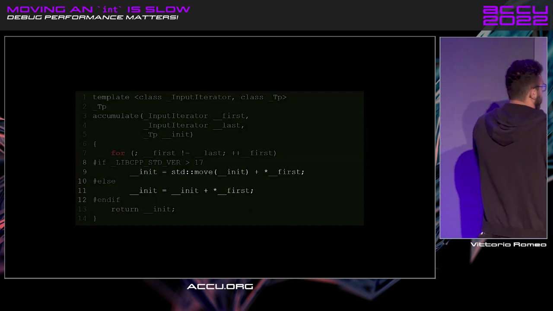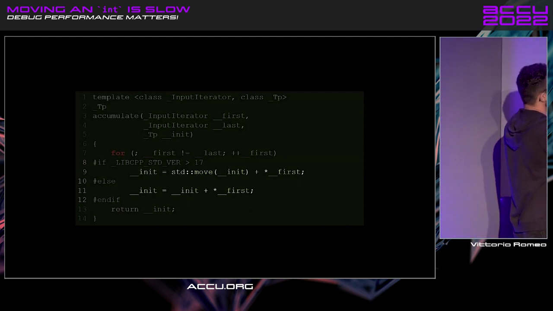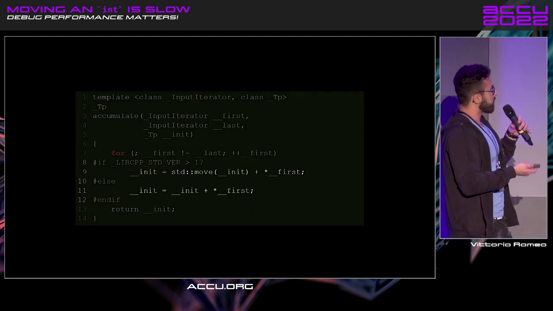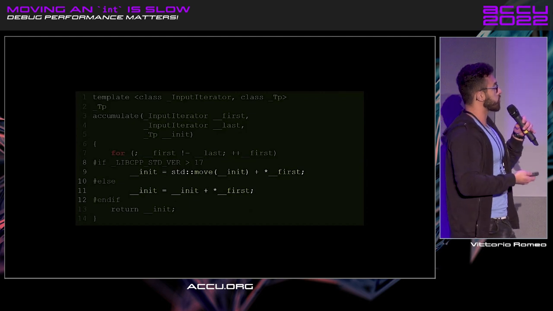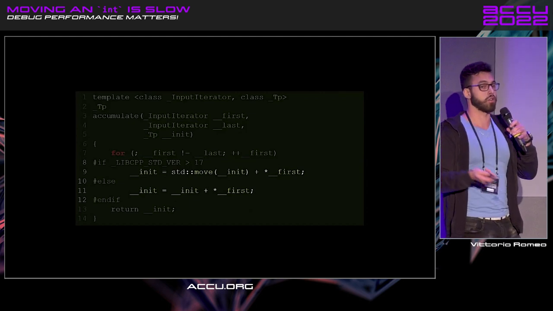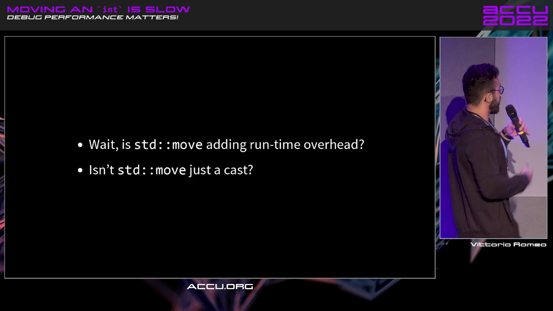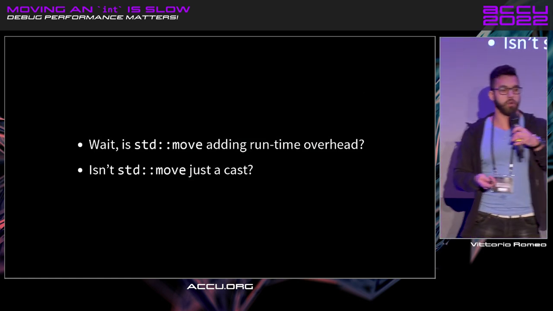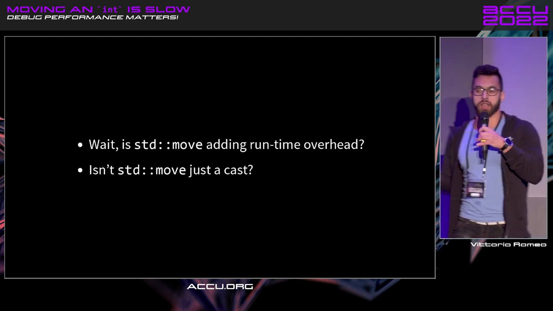Now, this is actually the reason why we see the performance degradation in O0. And it turns out that move on an integer can actually slow down your runtime performance if you're not using optimizations. Now, you might be thinking, why is a call to std::move adding runtime overhead? What's the point? Isn't it just a cast?